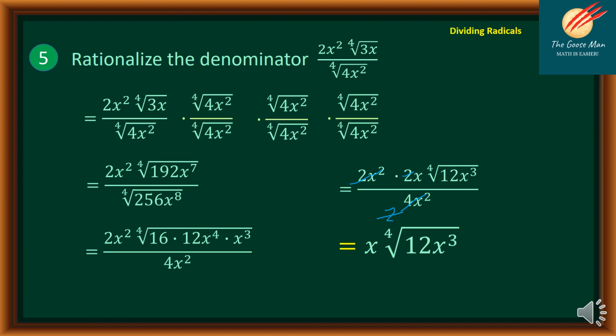So that ends our lesson on dividing radicals. Again, to summarize, to rationalize radicals, multiply both numerator and denominator by the radical found in the denominator, then simplify.